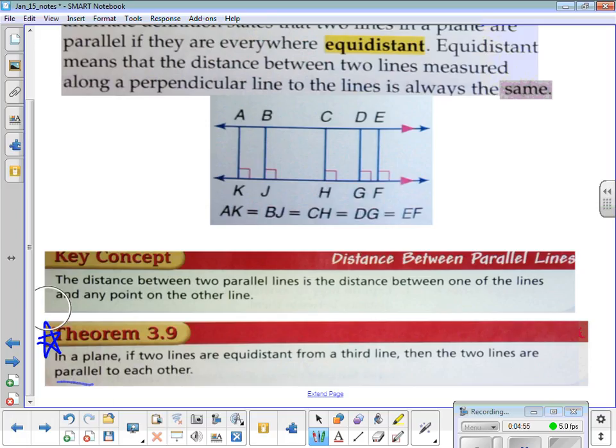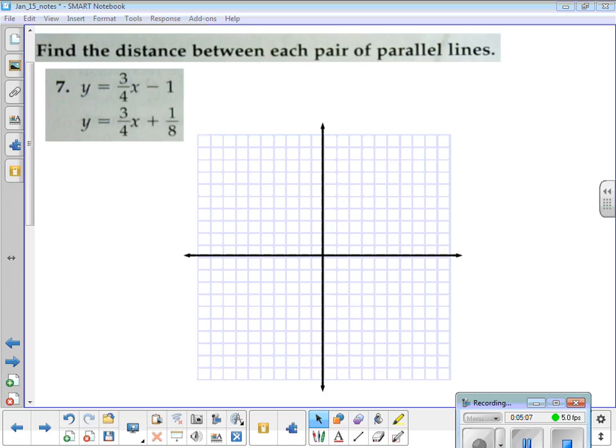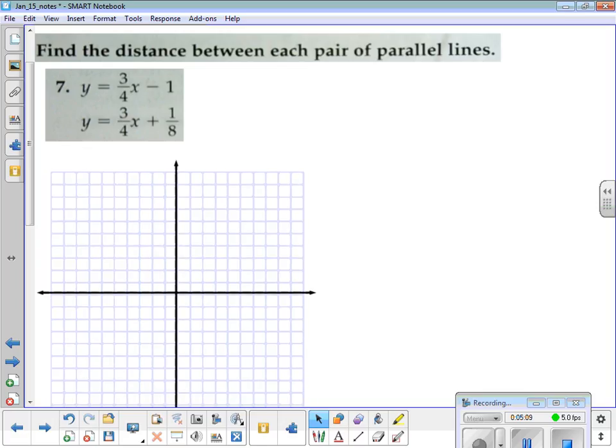Hopefully you're watching these videos and actually getting notes written down. Now our next thing, we're going to get a problem that looks like this, and we've got to be able to figure it out. To do this, we have two options. Option 1.